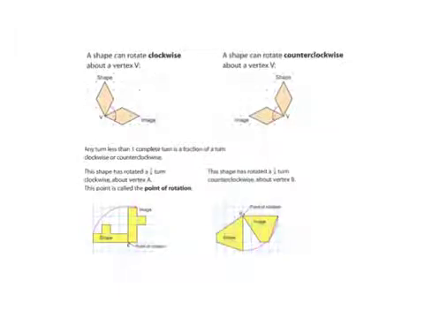Taking a look at this shape, this is our shape, this is our image. Again, it is a quarter turn going from this line to the same line on that image, a quarter turn, counterclockwise or a 90-degree turn counterclockwise about vertex B, or this would be our point of rotation.